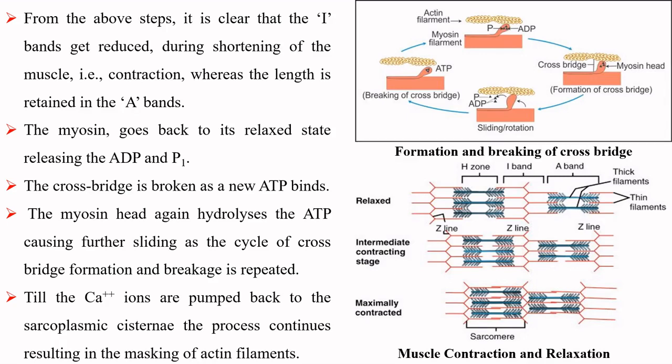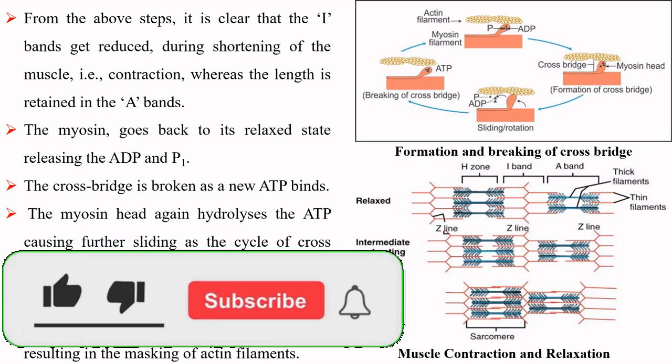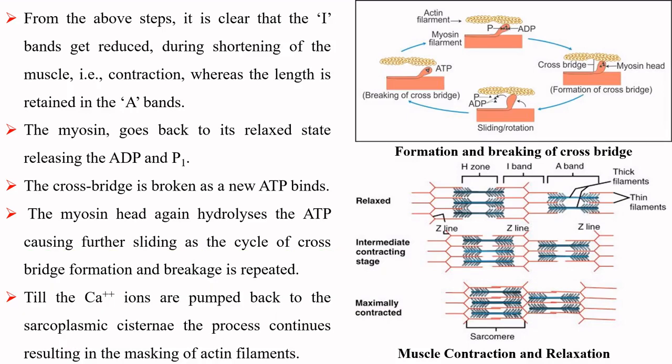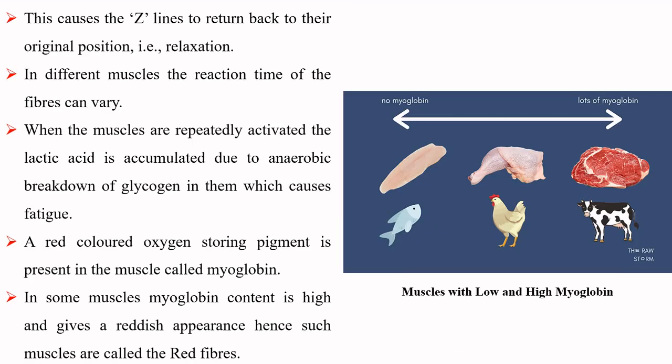The myosin goes back to its relaxed state, releasing the ADP and Pi. The cross bridge is broken as a new ATP binds. The myosin head again hydrolyzes the ATP, causing further sliding, as the cycle of cross bridge formation and breakage is repeated till the calcium ions are pumped back to the sarcoplasmic cisternae. The process continues, resulting in the masking of actin filaments. This causes the Z lines to return to their original position, that is, relaxation.